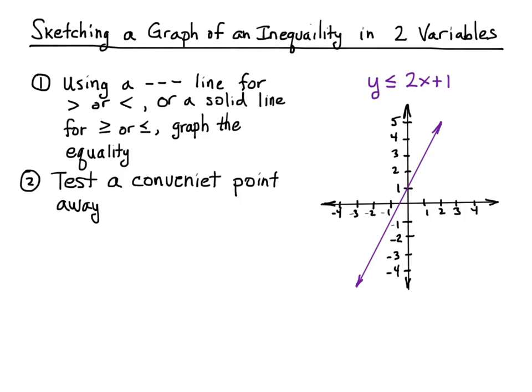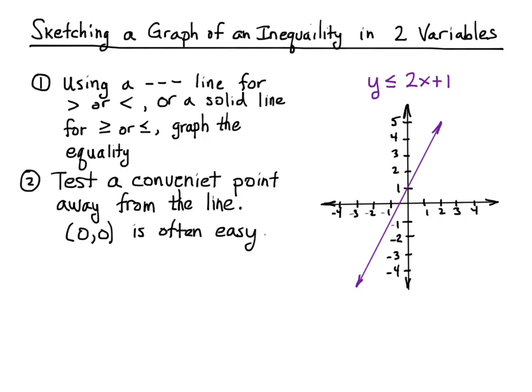Now, it's true that if one point on this side of the line works, then all of the points work. If one point doesn't work, then none of them work. So the plane is really divided in half. One of the easiest points to test will be (0, 0), right? It's easy to calculate with 0.